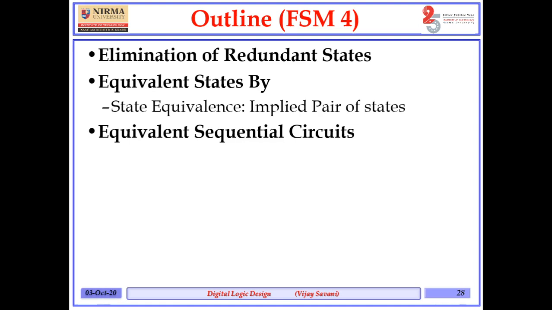Then we will discuss how two different sequential circuits can be equivalent. Then we will see the algorithms which are used to reduce the number of states in the state table.